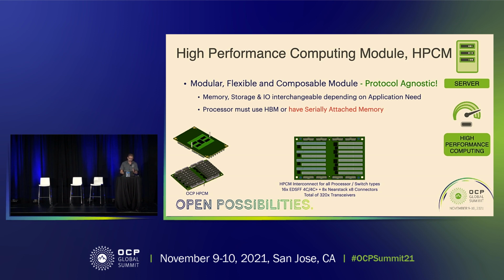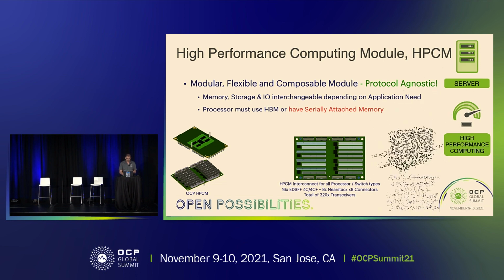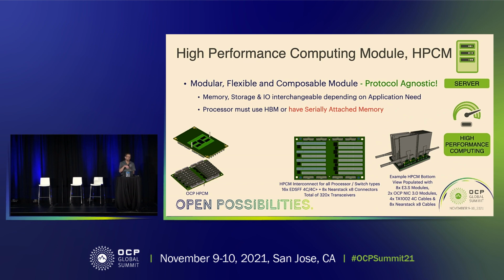And the only downside is the processors, from a memory perspective, that's actually on board, it either needs to be HBM, actually on the package of the processor, or it needs to be serial attached memory, because this is serial attached only to make it composable, so it doesn't support parallel DRAM. So that's the only drawback for this one. And then we put this together, and you plug these modules in or cables in, as you can see on the right here. This is just an example of some E3 modules, some NIC 3.0 modules, and some cables wired together, which I'll show a little bit more detail on.